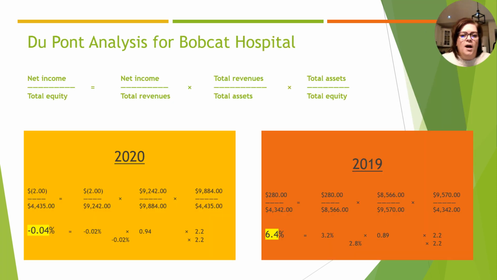So this is the DuPont analysis for Bobcat Hospital, and I've long form done the calculation according to the long form equation that's listed at the top for both 2019 and 2020. And all of the numbers that you see here were taken from either the statement of operations or the balance sheet.